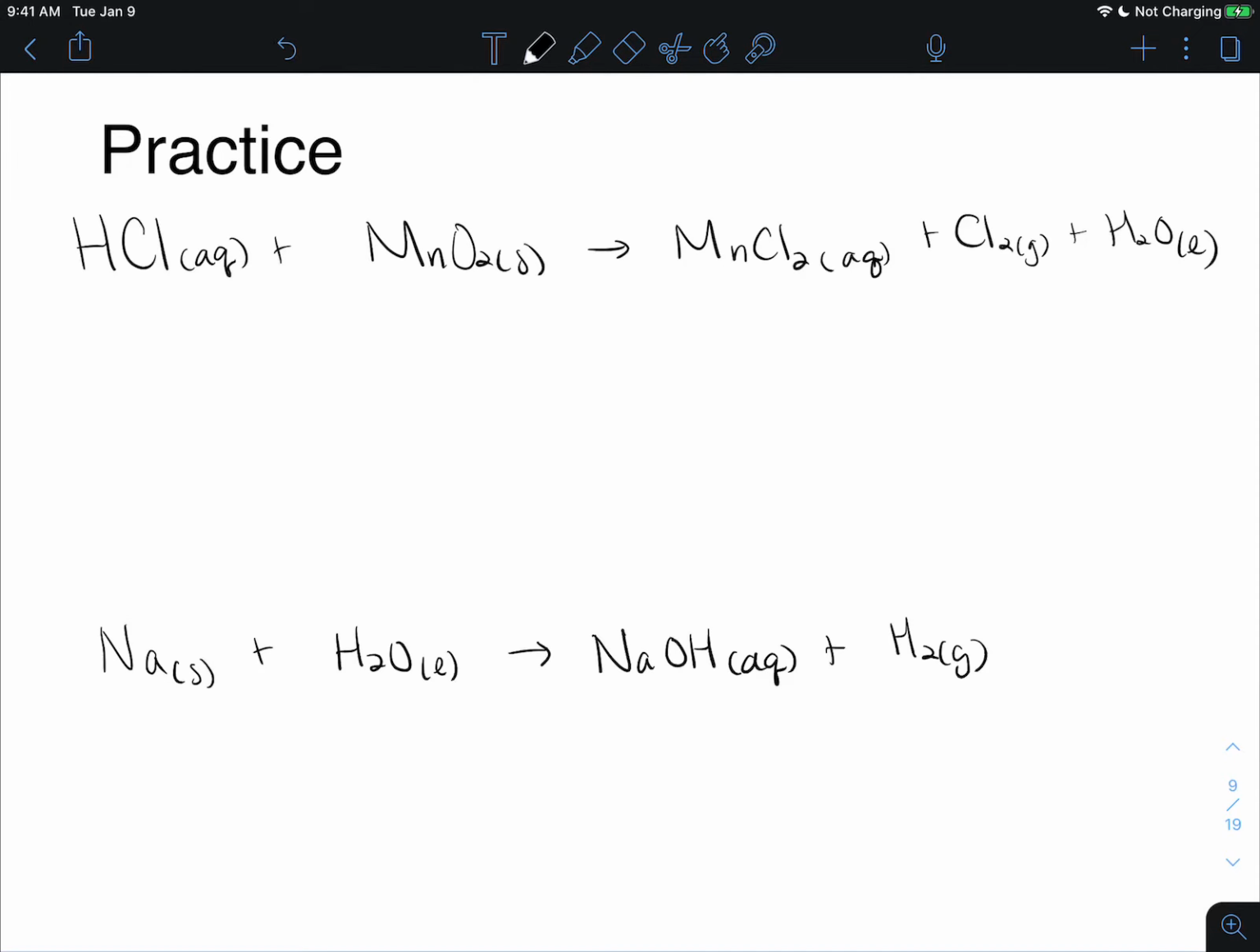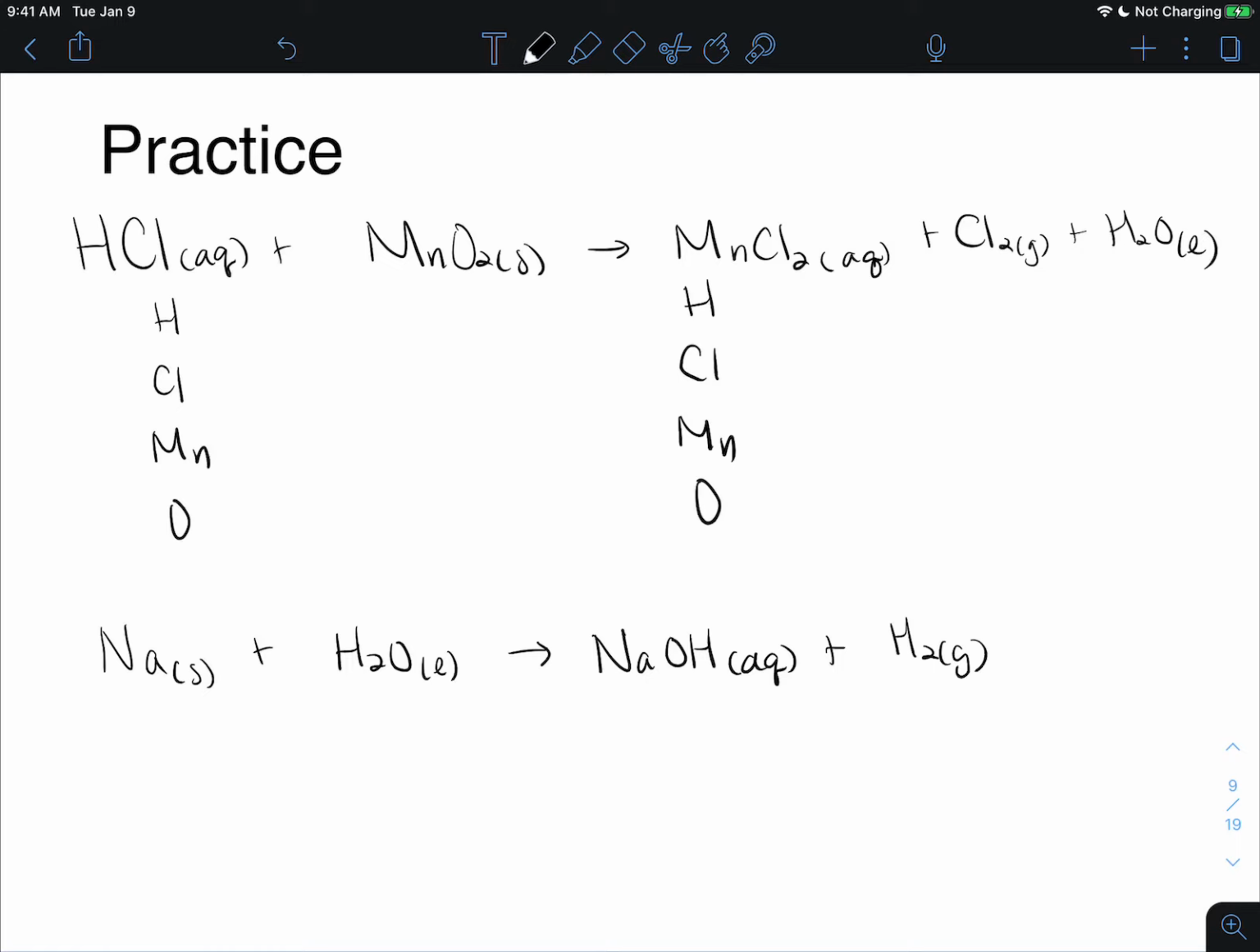Let's practice balancing. Okay, so I've got two chemical equations, and we're going to do each one separately. So the first thing we want to do is list out all of our elements, keeping our polyatomics together. Neither one of these have polyatomics, so it's nothing we have to worry about for this particular one. But we have hydrogen, we have chlorine, we have manganese, and we have oxygen. We're going to have the same elements on the other side. We'll just write them in the same order.